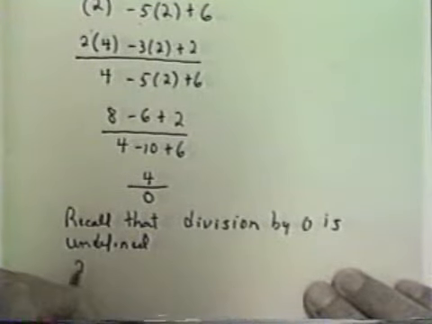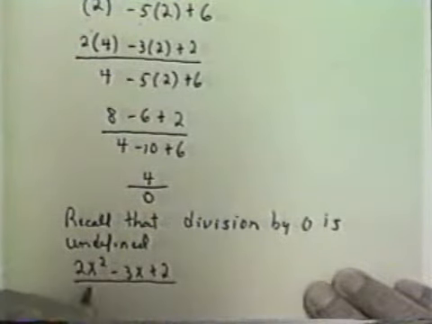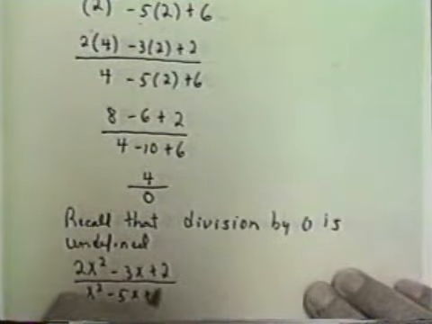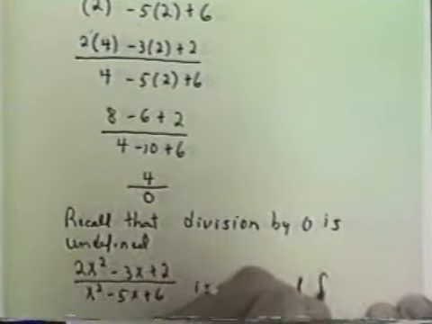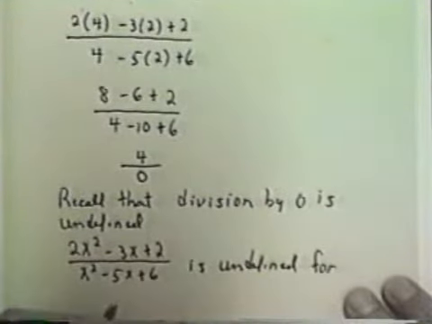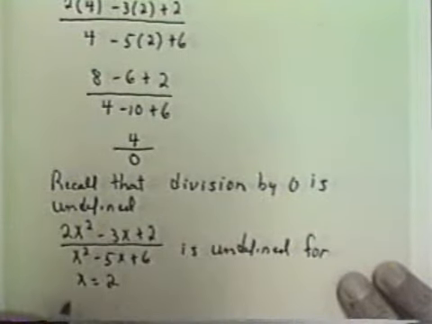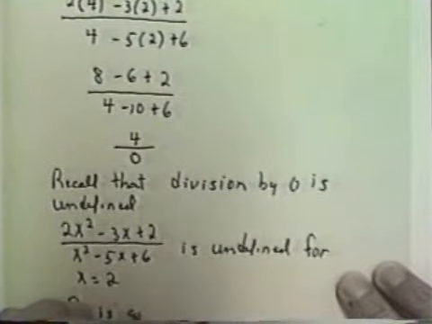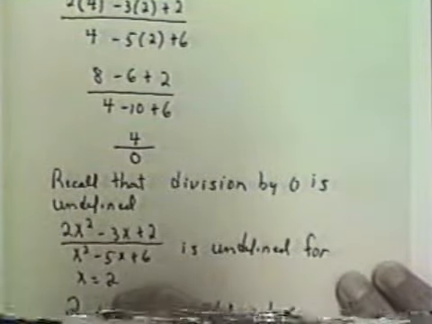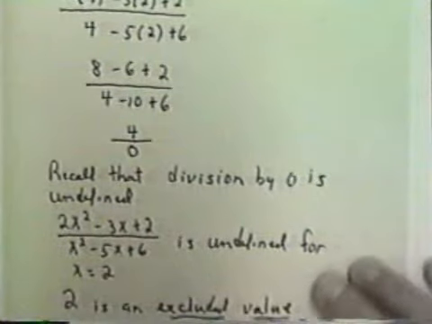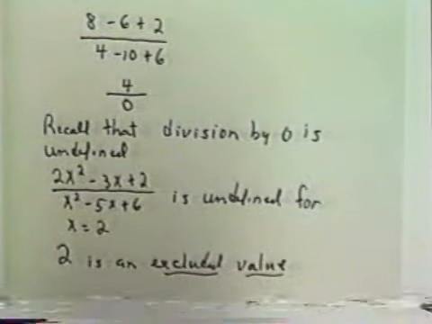So we have that the algebraic fraction 2x squared minus 3x plus 2 over x squared minus 5x plus 6 is undefined for x equal to 2. So what we have is that 2 is an excluded value. In other words, we must exclude 2 from the values of x.